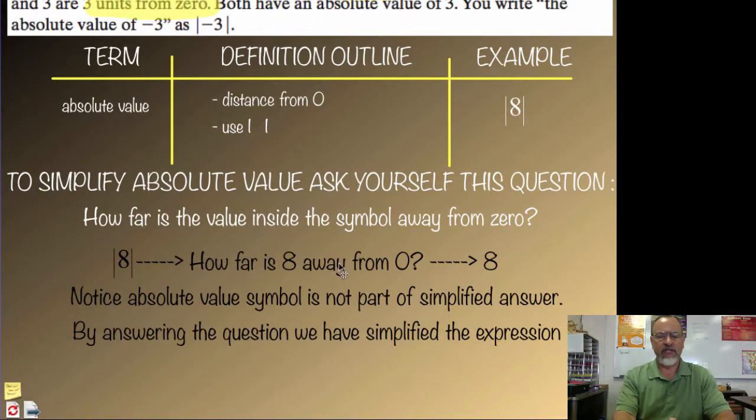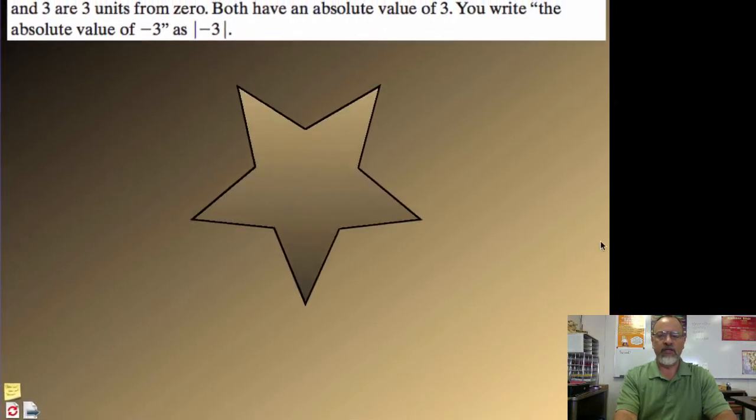Now I want you to notice how the absolute value symbol is not part of the answer, because once you've answered the question, you simplified the absolute value. You answered the question, so the absolute value symbols are no longer needed. This number is 8 units away from 0. So by answering the question, we've simplified the expression. So let's take a look at this value.